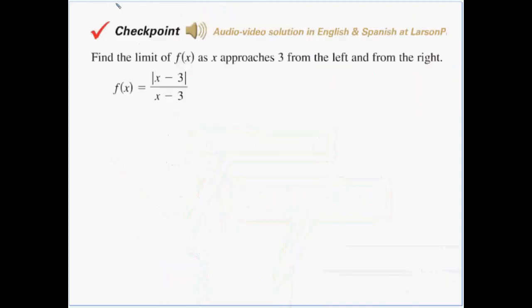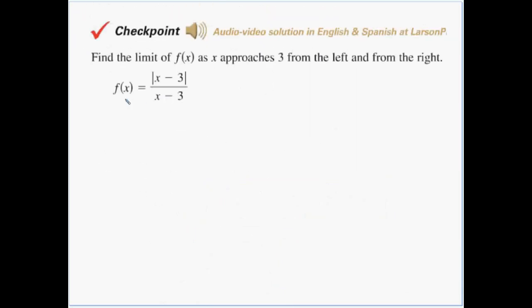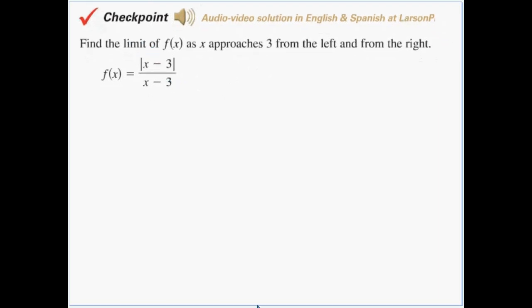I think we just got a couple of checkpoints for you to try. So again, pause the video here and try these out, and then fire it back up and see if you got it right.